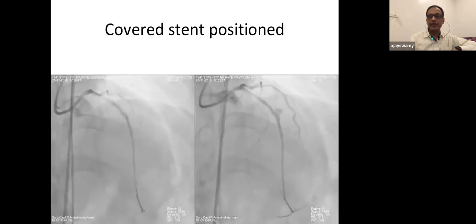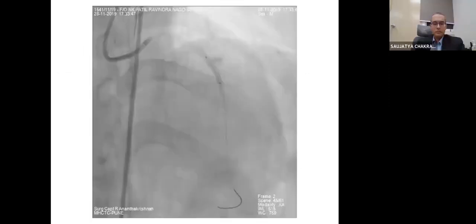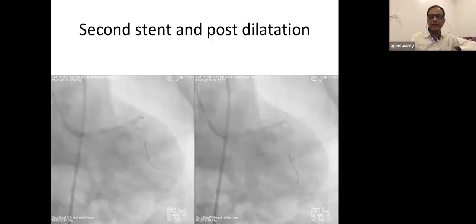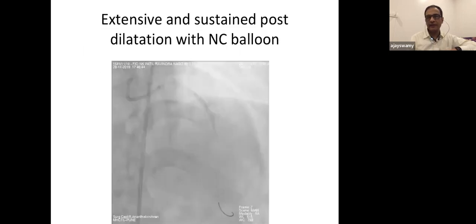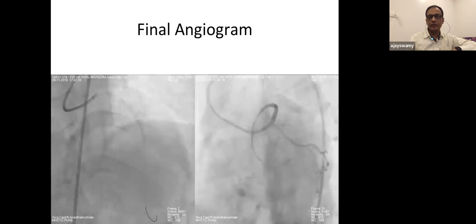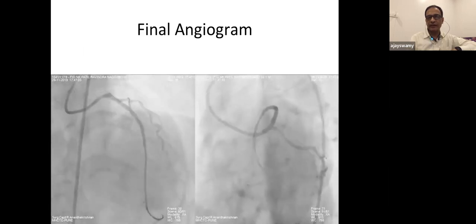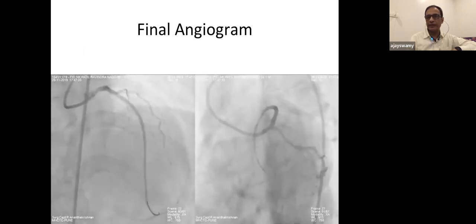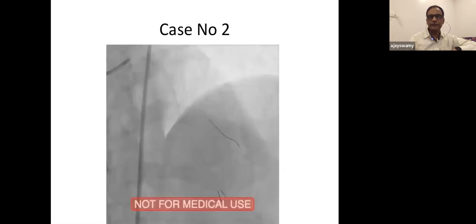And then one can position the covered stent, deploy it, and post-dilate it well. This patient, remember, had a proximal lesion as well, and that was covered with the second stent, and the whole segment was post-dilated. And this was the final angiogram. We lost one diagonal, but the patient did well thereafter.